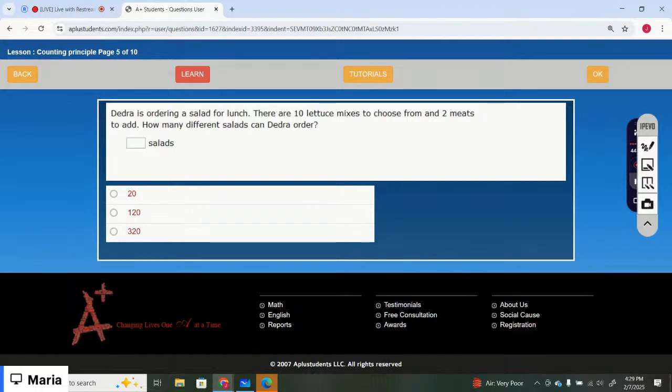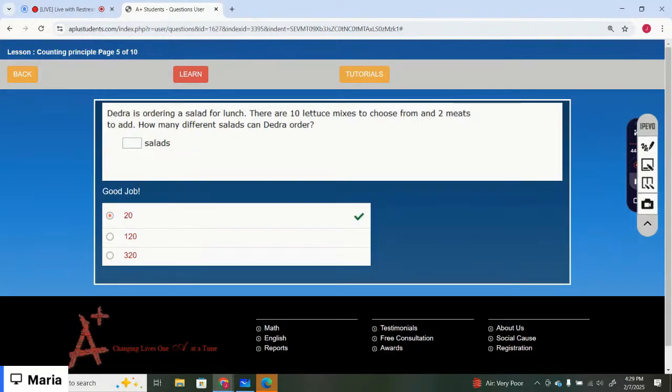That is 2 times 10. The correct option is 20. Option number 1 is the correct option.